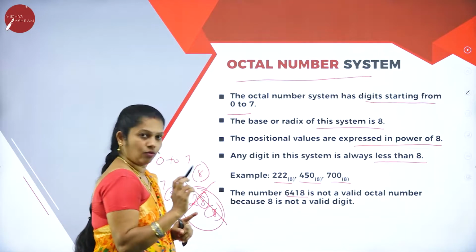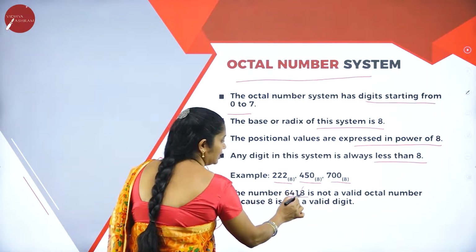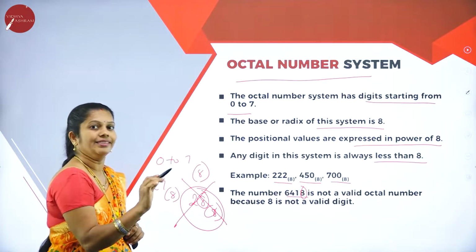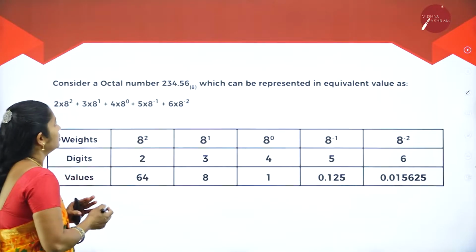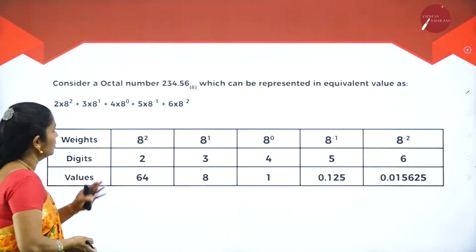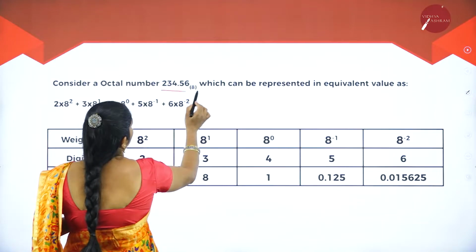6418 is not an octal number because here we have the digit 8. If it contains 8, then it cannot be an octal number. Now is it clear? Next, when we come to the weightage as well as values, in that case, consider the values here.